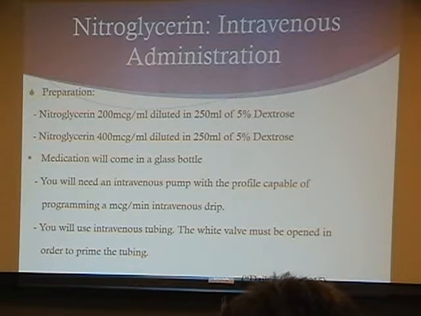You'll also need an intravenous pump with a profile capable of programming a micrograms per minute intravenous drip. And like I said about the white valve, just so you're able to prime the tubing. And the order from the physician will always come in micrograms per minute, and that'll be able to be put into your pump.